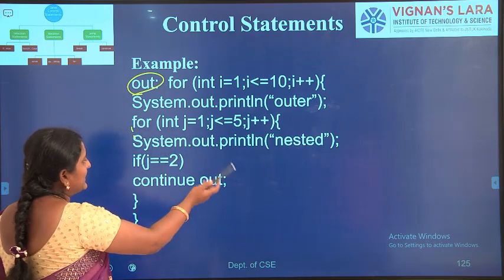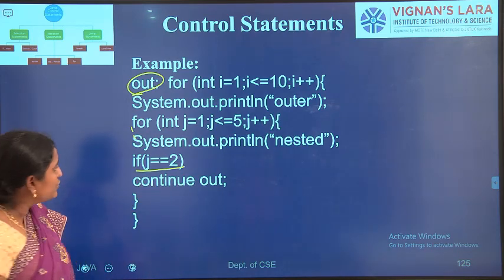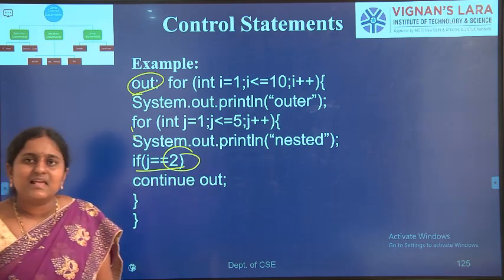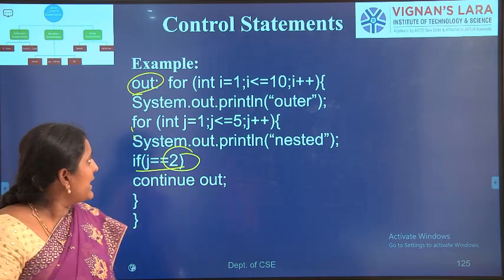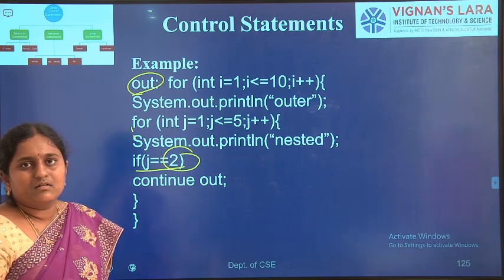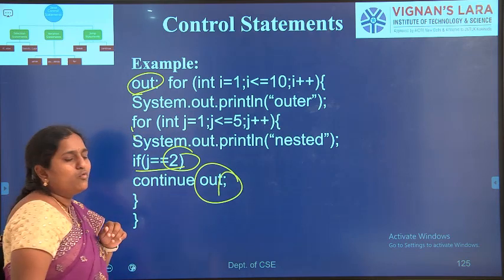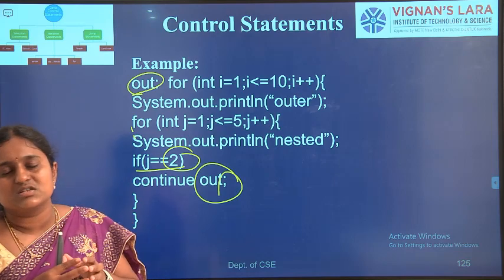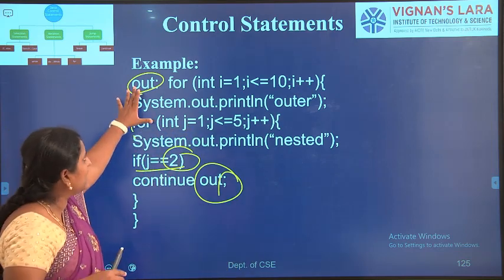System.out.println nested. If j equal to 2, continue out. So only the j equal to 2 statements are skipped, and the remaining statements continue in the same way. Only 2 is skipped. So it is the labeled continue statement. If I am not applying the out keyword, what will happen? Only the inner for loop is skipped, and the outer for loop continues as the same process. So I want to continue both inner and outer for loops, so I am applying the keyword.